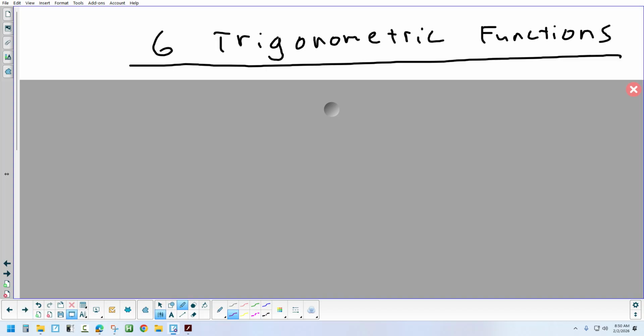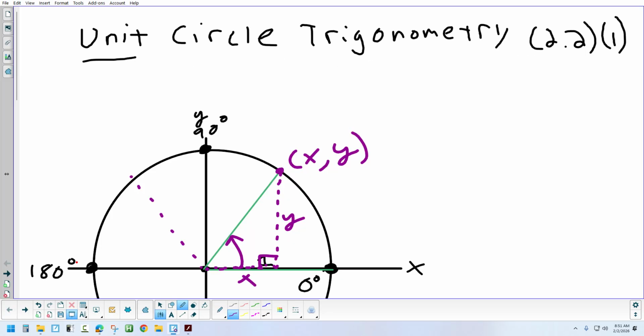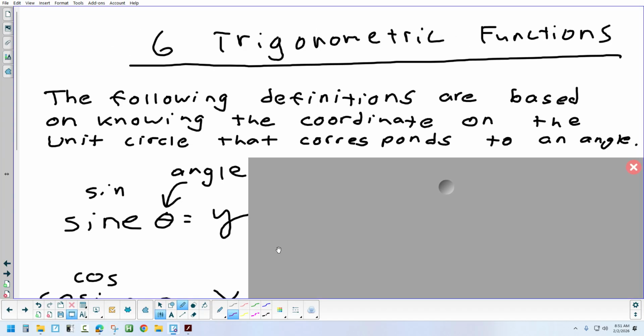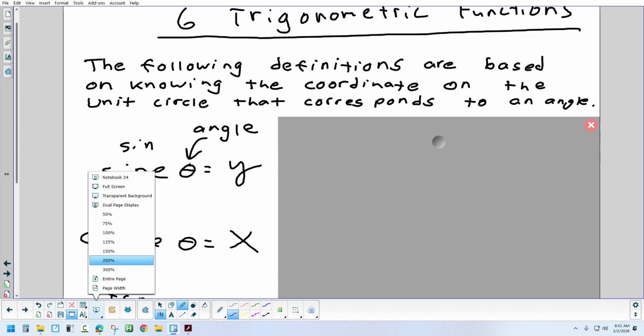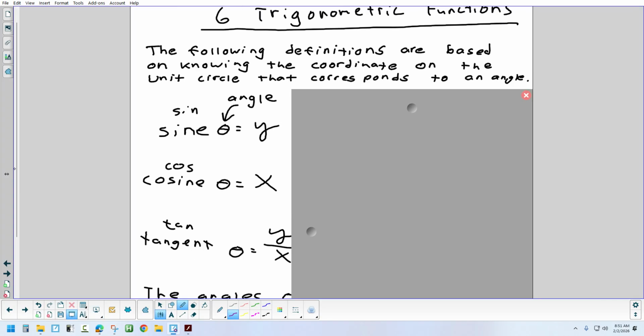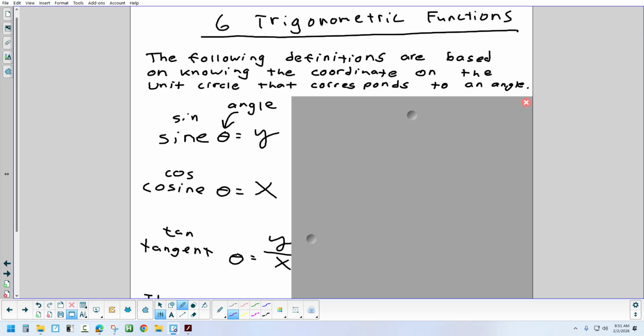So what I'm going to do now is I'm going to give you the definitions of the 6 trig functions. Every definition is going to involve one or both of those letters, and those letters are the coordinate of that point right there. Okay, so you have to know how to find that coordinate. So there are the first 3 trig functions: sine, cosine, and tangent.